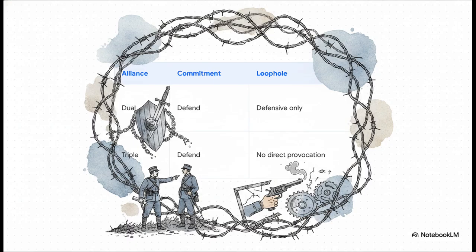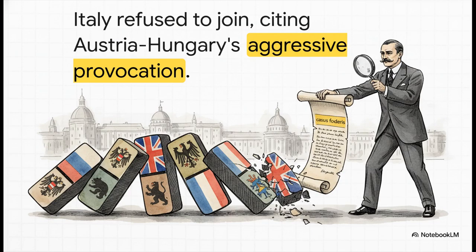The common narrative tells us these treaties acted like a giant mousetrap. But for instance, the dual alliance was strictly defensive. And remember, Serbia didn't attack Austria-Hungary. Austria-Hungary issued an ultimatum to Serbia. Plus, the Triple Alliance required members to step in only if a partner was attacked without direct provocation. And the ultimate proof of this? Italy.